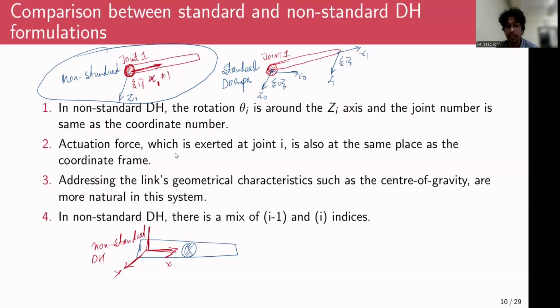But in case of a standard DH representation, the frame of reference is going to be fixed at the distal end. So this is going to be your z-axis and this is going to be your x-axis. You can see that the center of gravity, center of mass, all these parameters are basically on the negative x-axis, right? Because the x-axis points along this direction, and the center of gravity is basically behind this x-axis. So we can all agree that mapping all the features of a link would be more intuitive in the non-standard case.